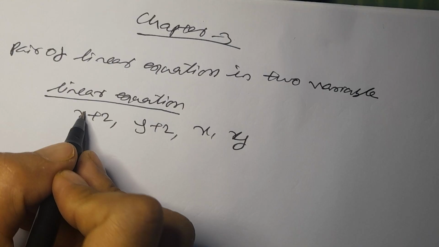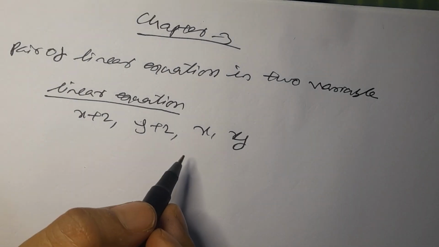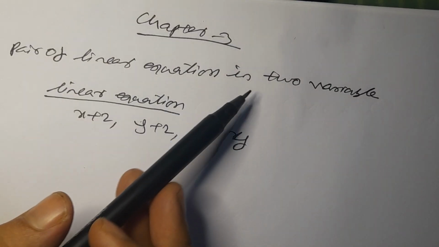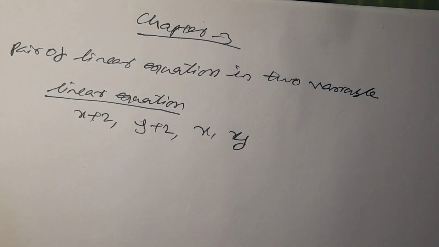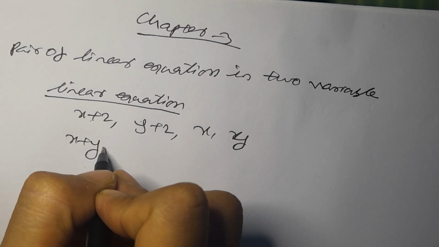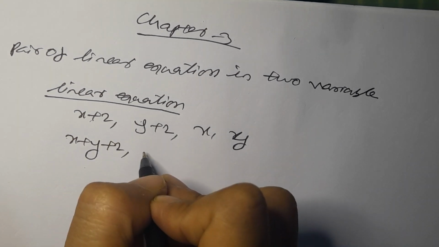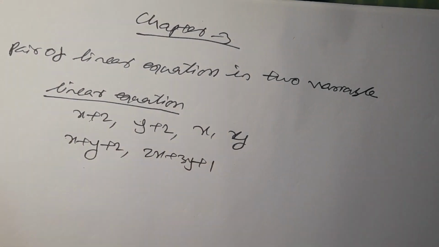Here the highest power is 1, here also. The term can be 2, but check only the power. If the highest power is 1, then it is linear. And pair means there will be 2 equations. And in two variables, this is only one variable. When we write an equation with two unknowns, that is x plus y, it becomes two variables. Another is 2x plus 3y plus 1. In this way two equations will be given.